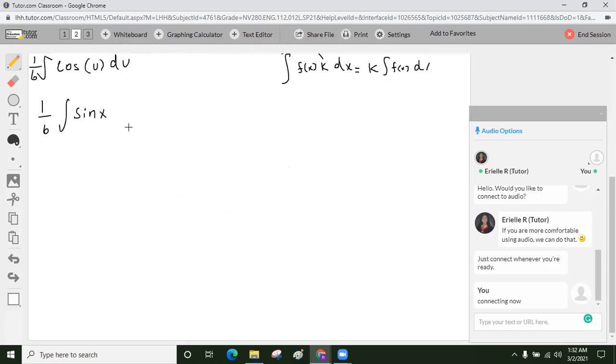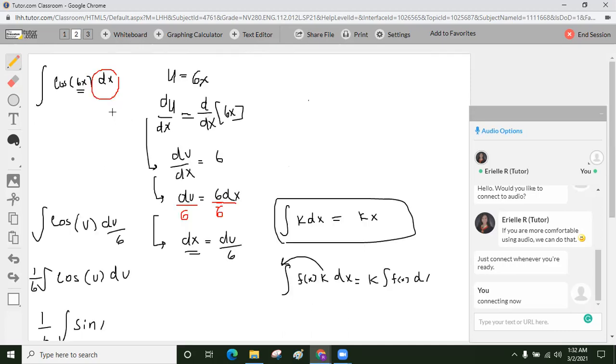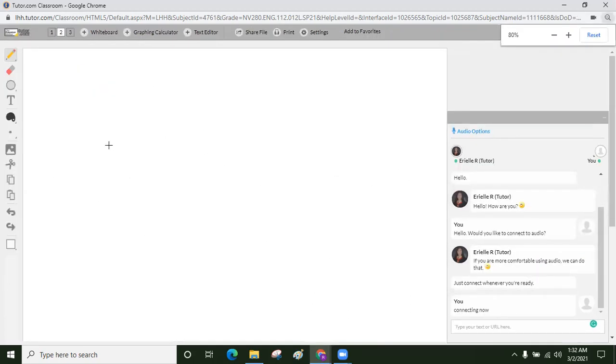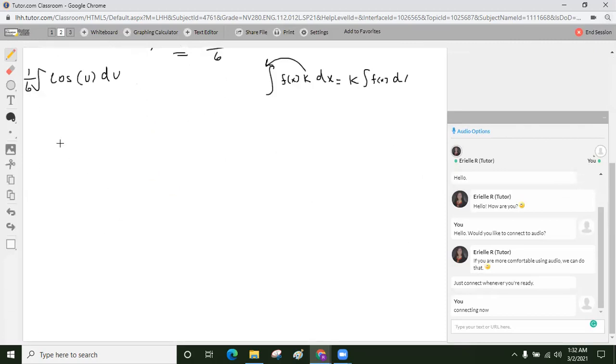Actually, I'm taking the integral, right? So I don't need to actually write this notation. So I think I'm just going to say 1/6 sine of u. Should I write du? We are already done with the integration. So this is now your answer.